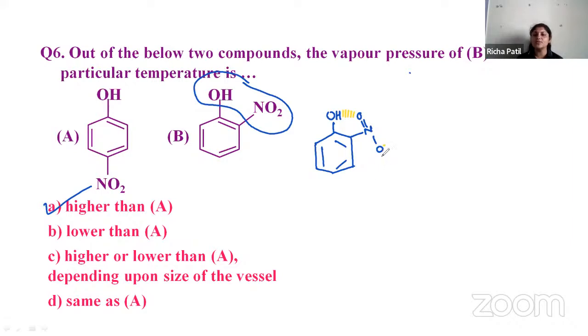So because of this, what is happening? In A, there is intermolecular hydrogen bonding. But in B, because the hydrogen bonding is within the molecule, the vapor pressure of B is higher than that of A. Yes, good.